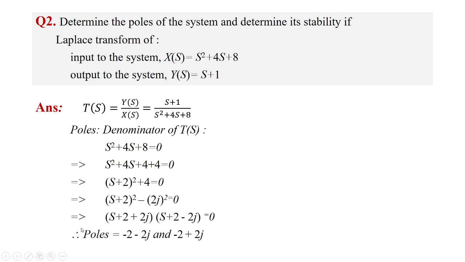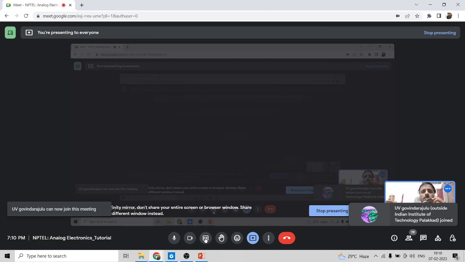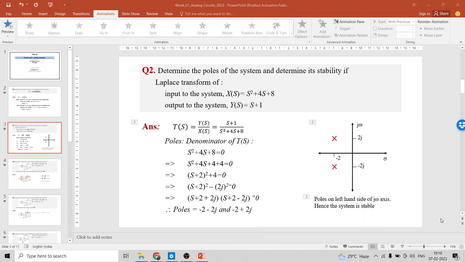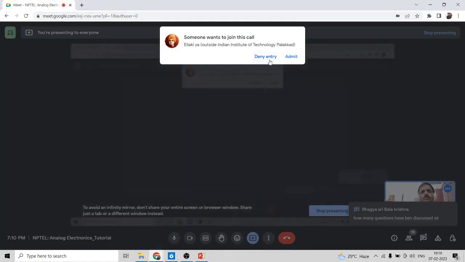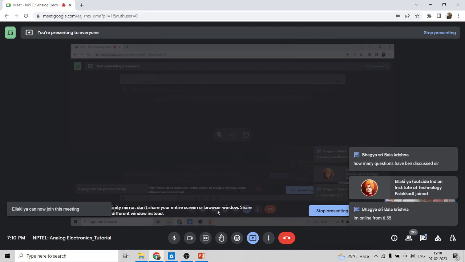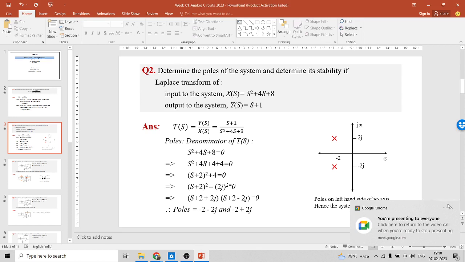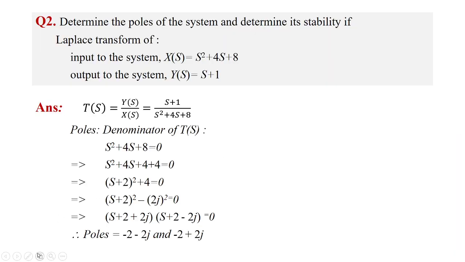Okay, I think someone has come here. Wait a minute. Okay, let me admit them. Okay, I think it will be better to be in this way. Okay, sorry for that.